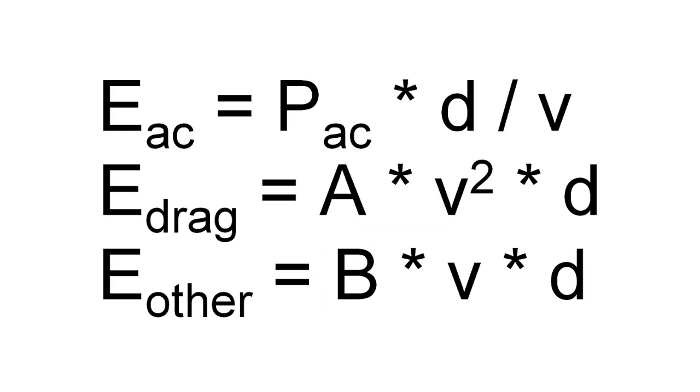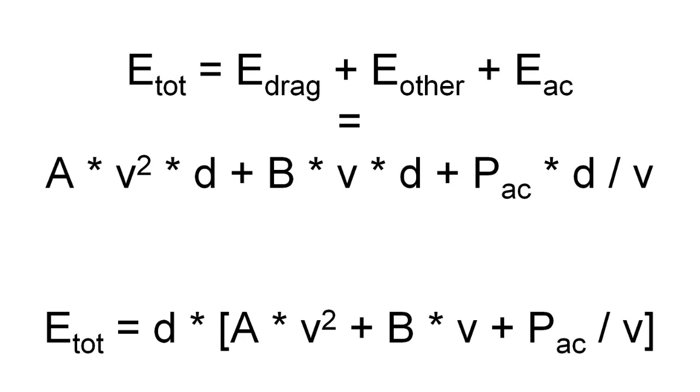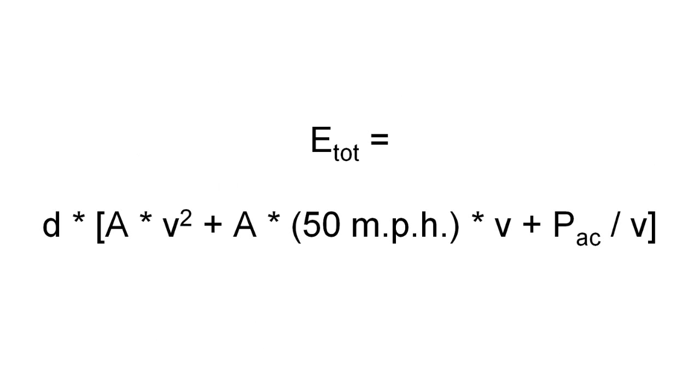From a Tesla report, it looks like E drag equals E other when V is around 50 miles an hour. From this, we can find that B is equal to A times 50 miles an hour. Now we can add these up to find the total energy needed. Substituting B equals A times 50 miles per hour, we get this.